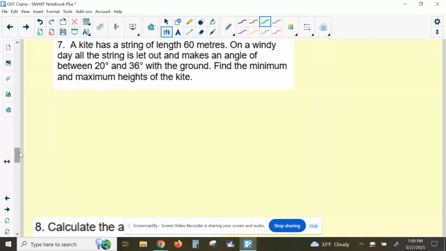Okay, so we have the ground. Let's draw the ground. Here's my little kite up in the sky. It has a string that's blowing somehow. The string has a length of 60, so this is 60. And we want to talk about the height of the kite. Remember, height is going straight up and down. So this is going to be my height.